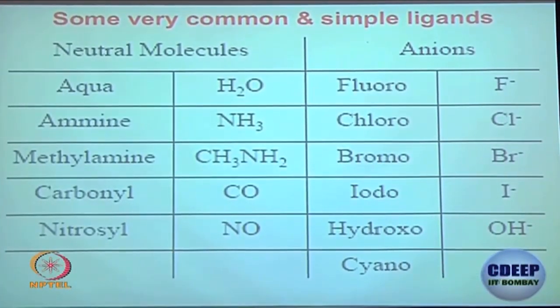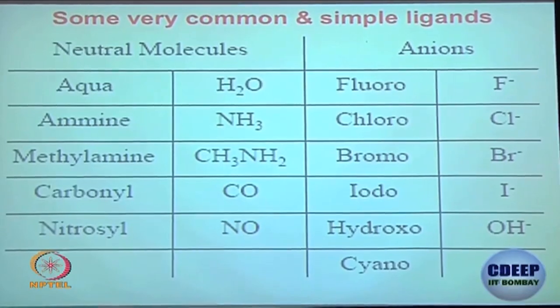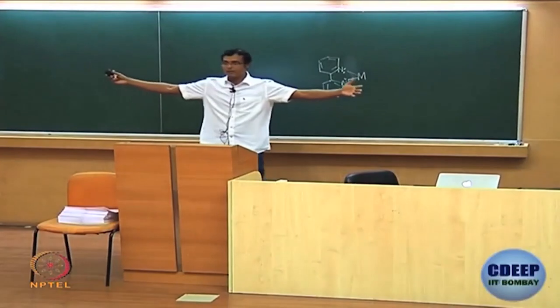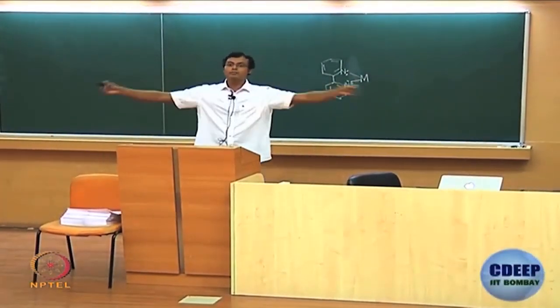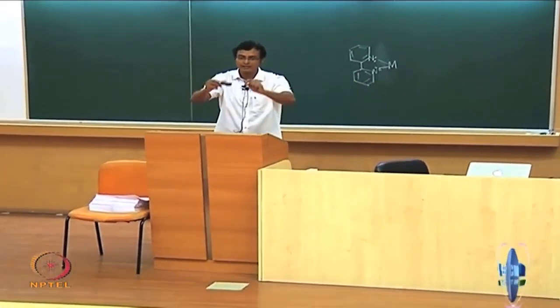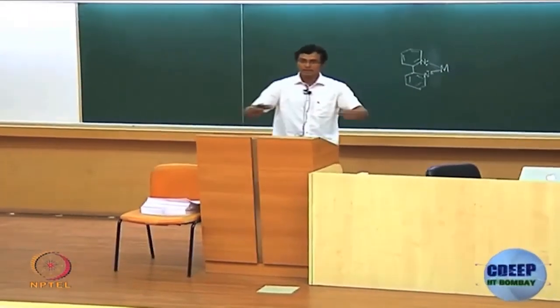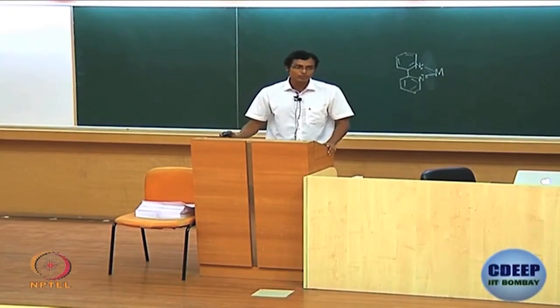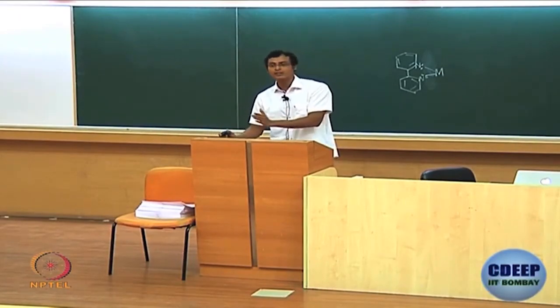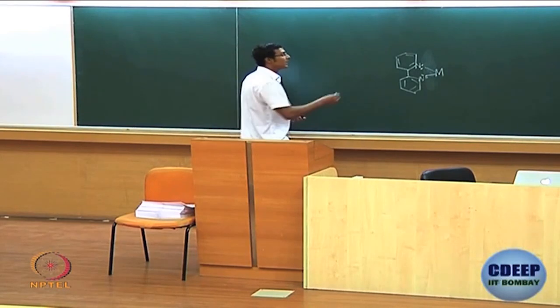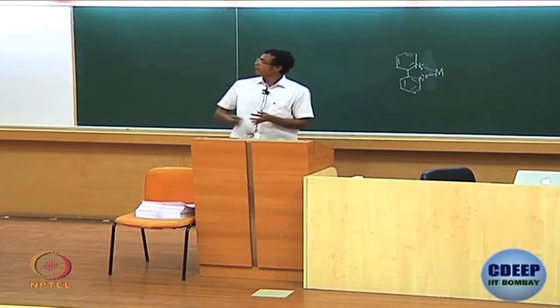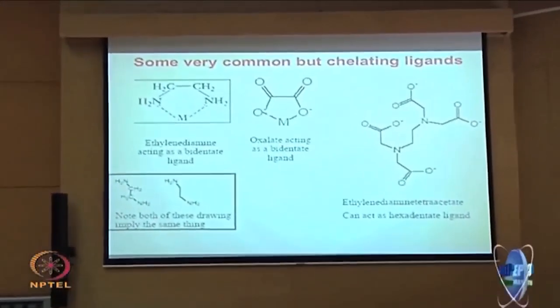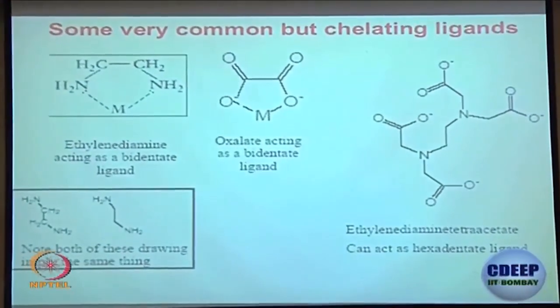And if the ring is too big, like a very long, very big rope tied together at a point, it is not going to be stable compared to a 5, 6 or 7 membered ring. Those are going to be more stable. 5 to 7 membered rings are usually more stable, right? So for your bidentate ligand, usually you see 5 to 6 membered ring formation.